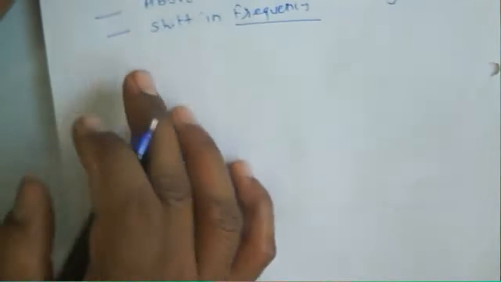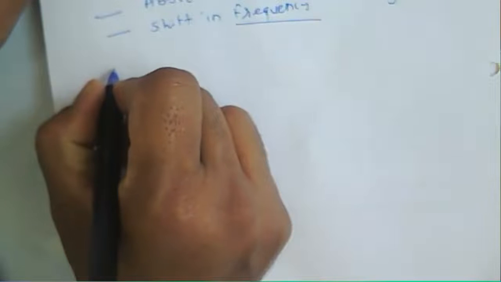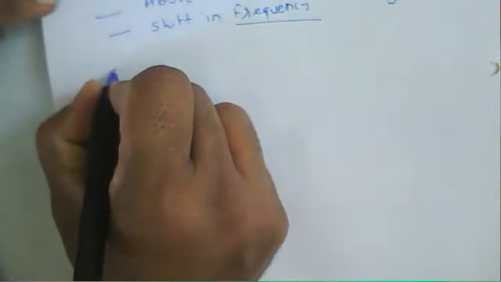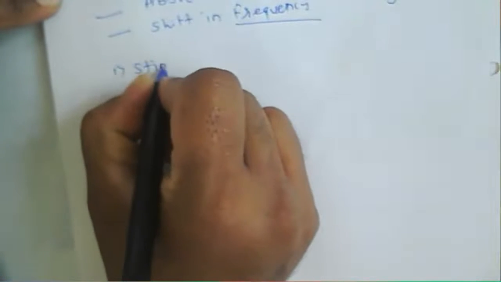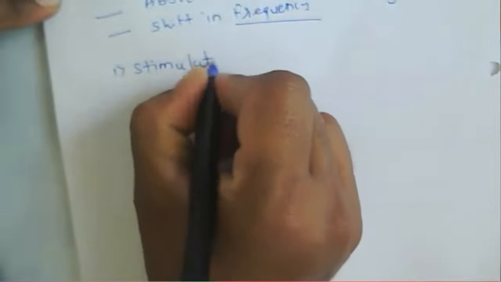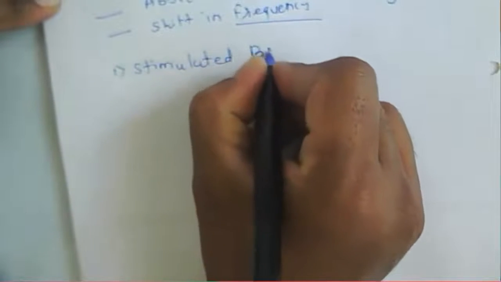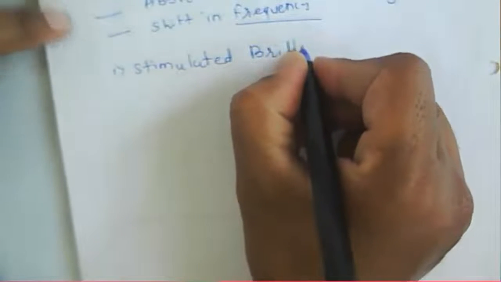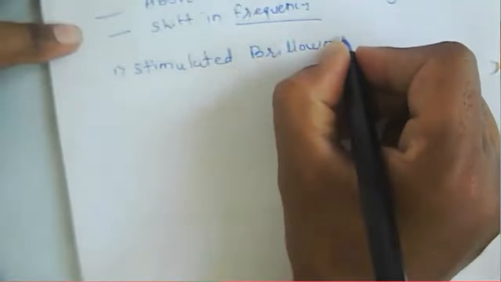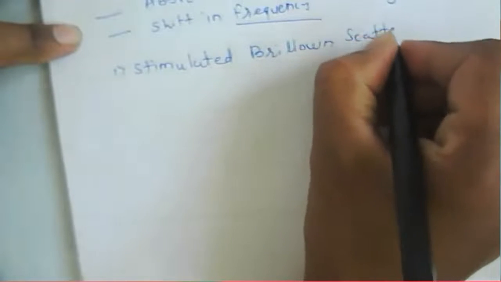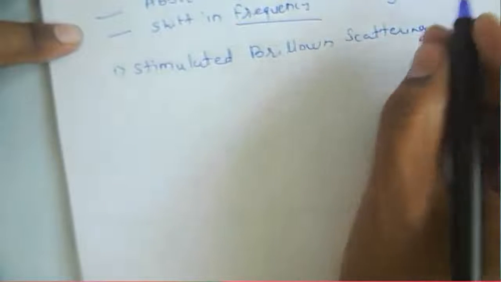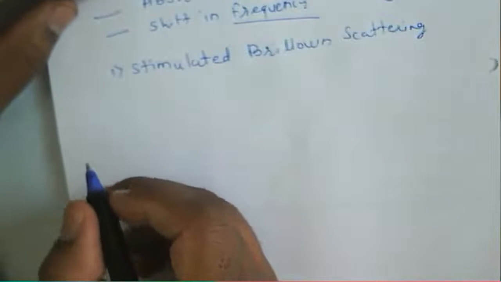There are two types of non-linear scattering. One is stimulated Brillouin scattering, and the other is Raman scattering.